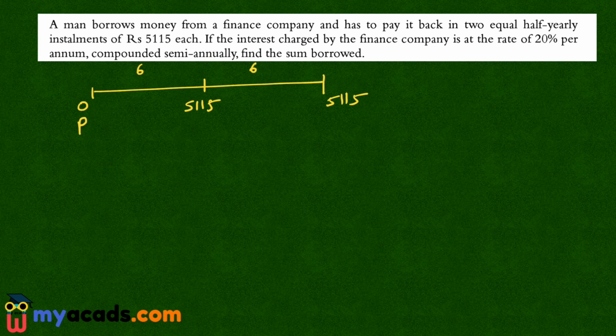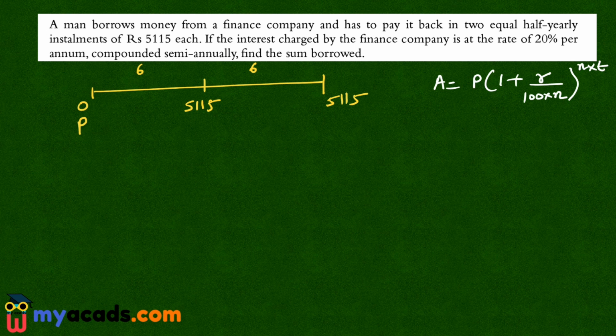compounded semi-annually. So in case of compounded interest, the formula for the final amount that the person has to pay is A equals to principal into 1 plus R by 100 into N, where N is how many times compounding takes place in a year, raised to the power N into T. T is the time period.